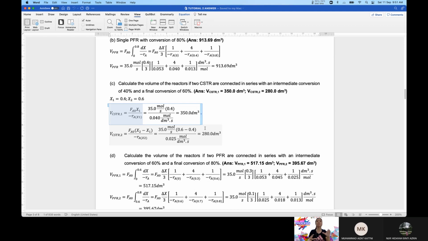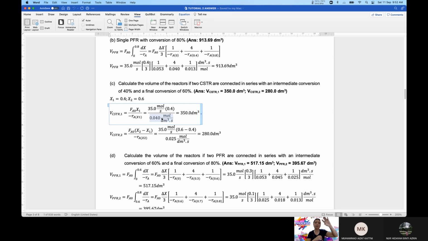So minus RA ni pada reaktor pertama mesti pada X1. So kalau reaktor kedua, minus RA pada X2. So kamu tak boleh confuse part ni. Dalam part ni, reaktor pertama, minus RA at X1. So FA0, 35 mole per second yang kita calculate pada part A. Again, no change in CA0, no change in V0. FA0 is the same. So 35 mole per second. Multiply with X1, 0.4. Divided by, when my X are 0.4 from the table, minus RA saya 0.040.